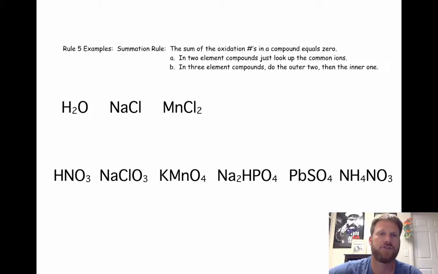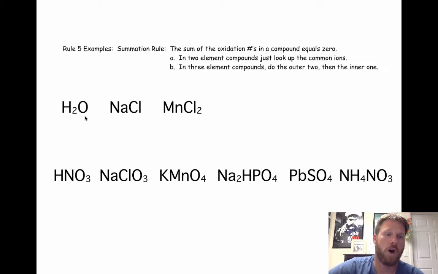The last oxidation number rule is the summation rule. So when you have a neutral compound, the sum of the oxidation numbers has to add up to 0. So it's much like the ion rule for polyatomic ions, but it applies to compounds here. So if you have a 2-element compound, you can just look up the common ions by finding out what column the atom is in the periodic table. If you have a 3-element compound, do the outside 2 elements first and then the middle one, because the middle one will have the variable oxidation state.